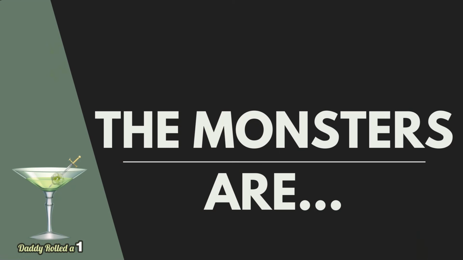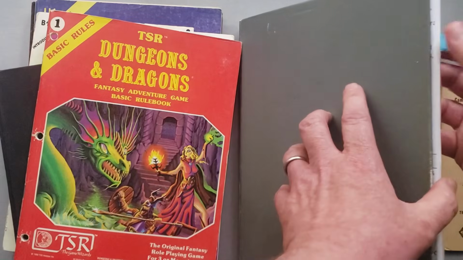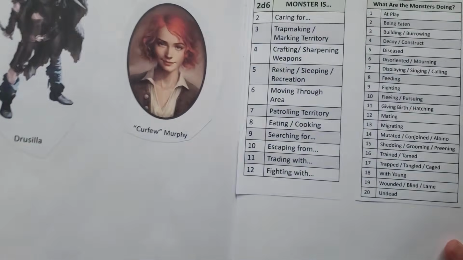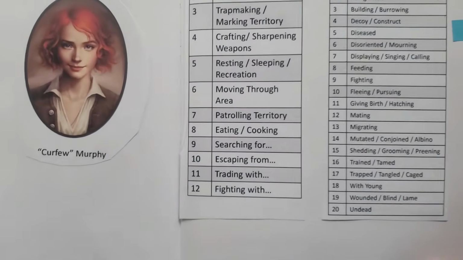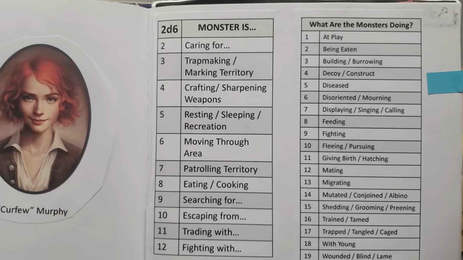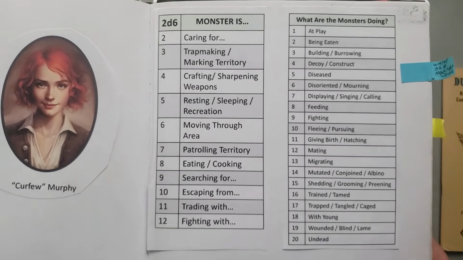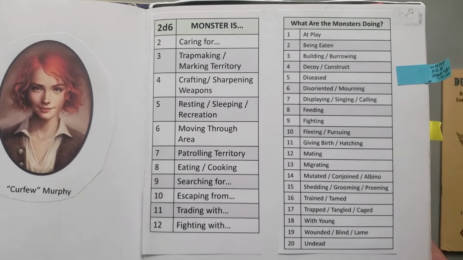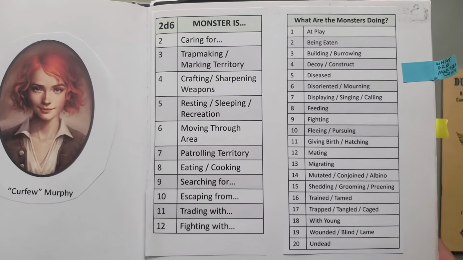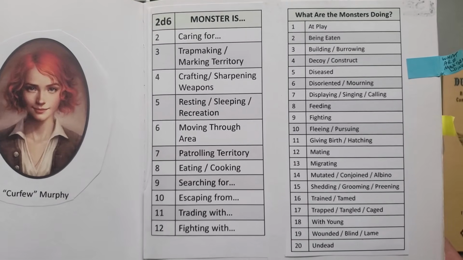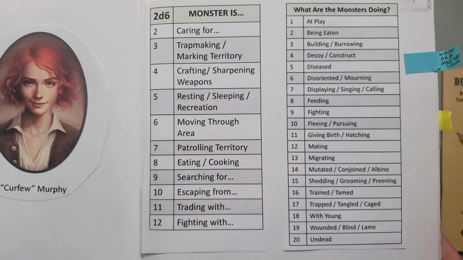Now, another thing that I do when I come across creatures in my campaign, like encounters. Now, I didn't make these tables. I found these online. I just reprinted them. But these are, what is the monster doing? So when you come across monsters, and this could work for wandering monsters as well, what is it that they're doing? And so this one on the left is like they're caring for something, or maybe they're marking territory or making a trap, or they're crafting or sharpening a weapon.